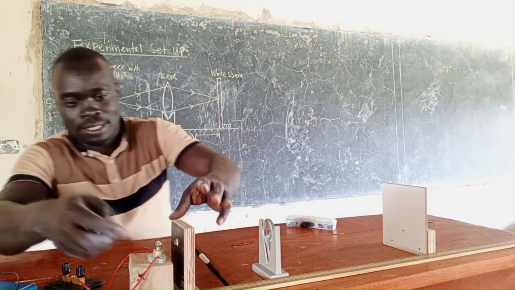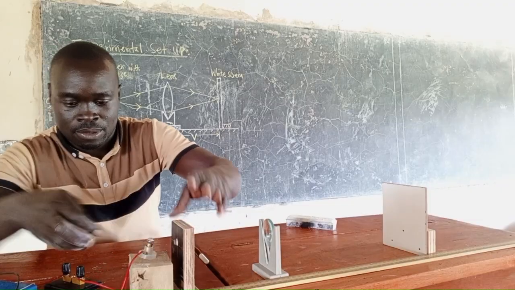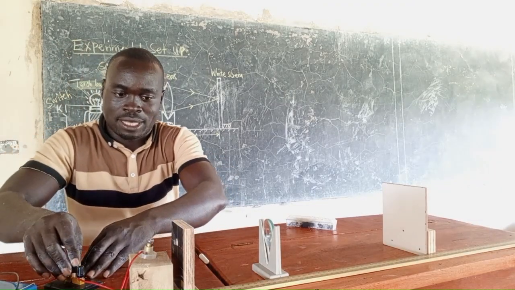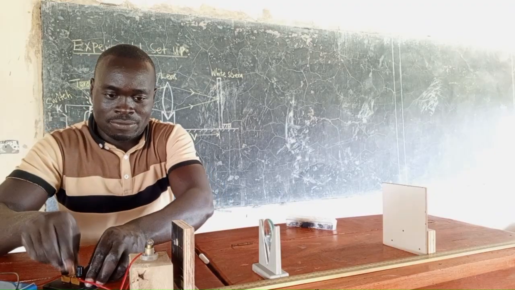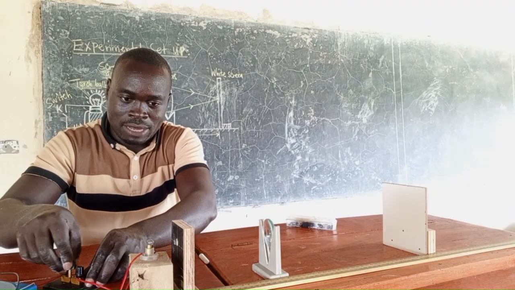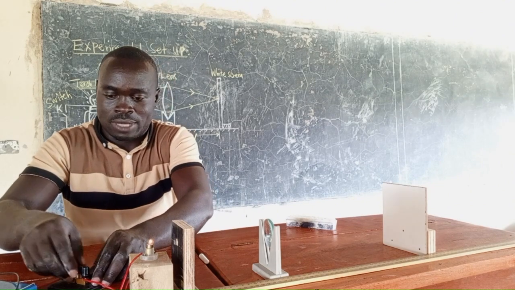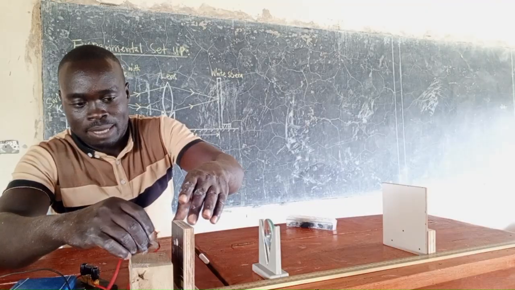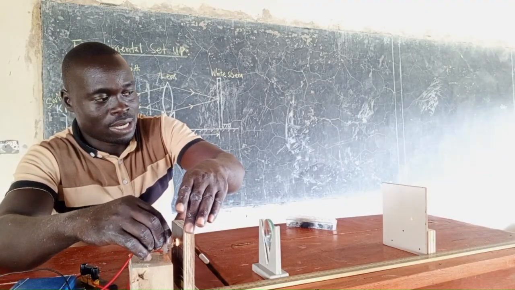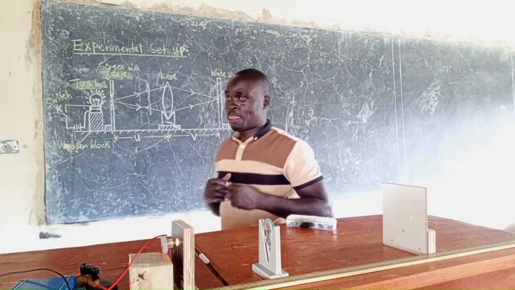Let's light the bulb and see. If I close the switch, we shall be able to see the light there. See, it is now dimmed. That is our bulb. Now seeing that the bulb is giving light, let's put the screen so that we are able to see it.